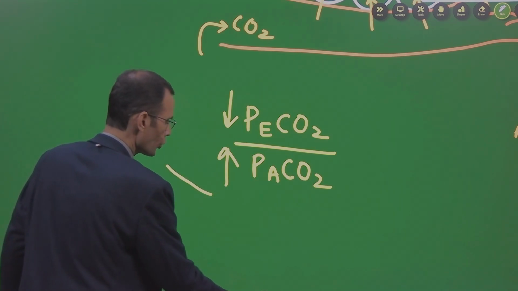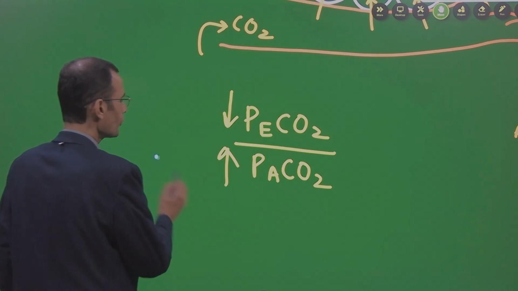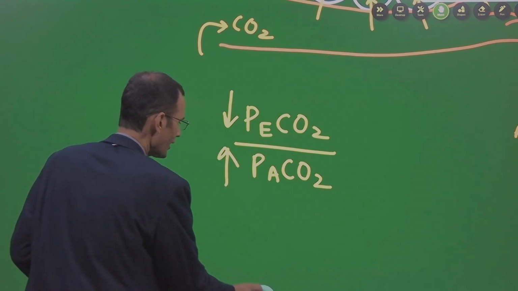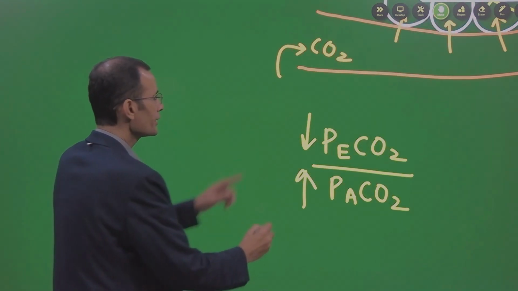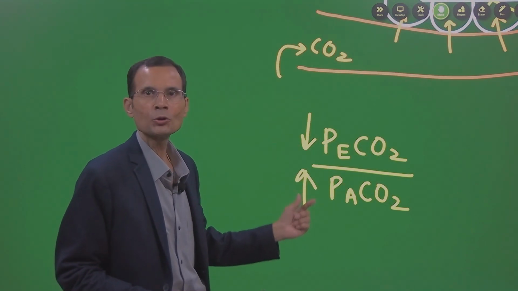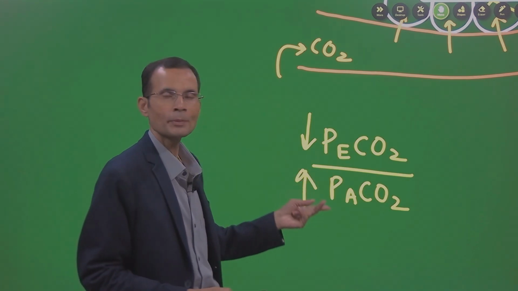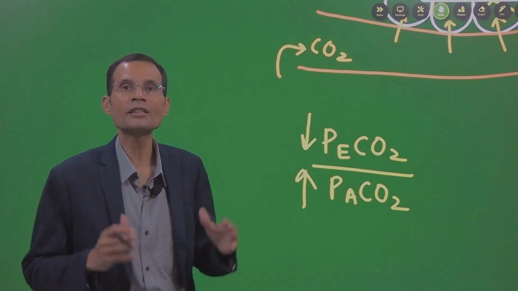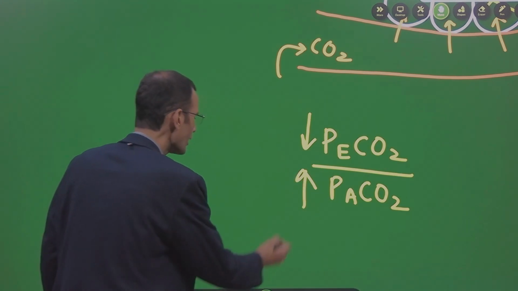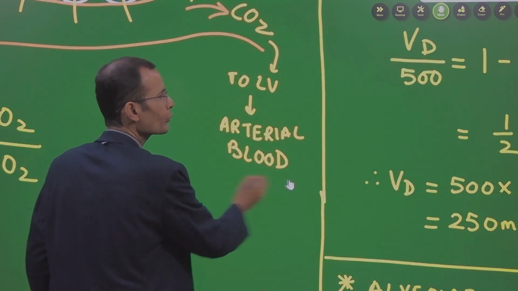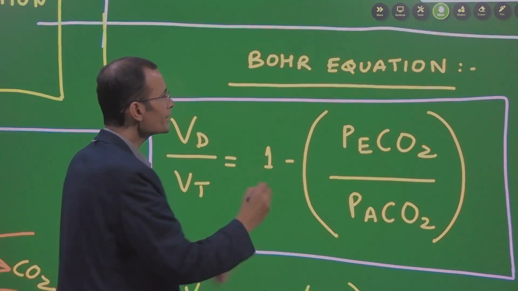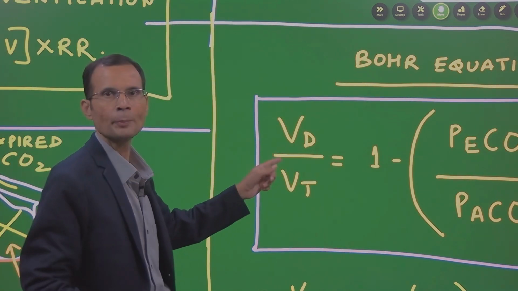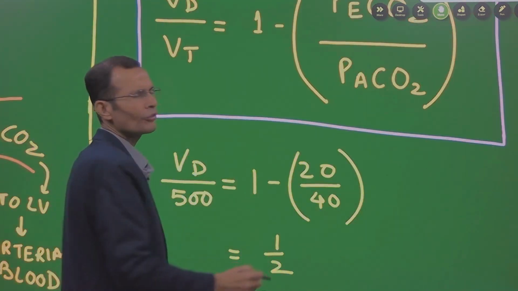So it is this ratio which tells you the story about the dead space volume. If you find that expired PCO2 has become less and arterial PCO2 has become more, that means there is a greater volume of dead space. That's the logic behind the Bohr equation, and taking PeCO2 and PaCO2 into the equation to understand the dead space volume. Now it will be very easy.